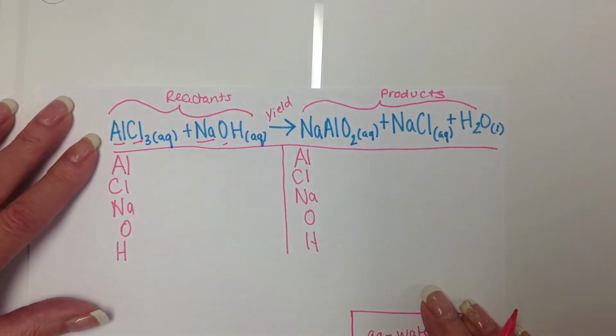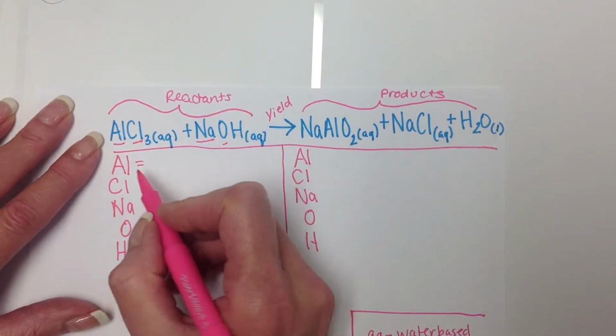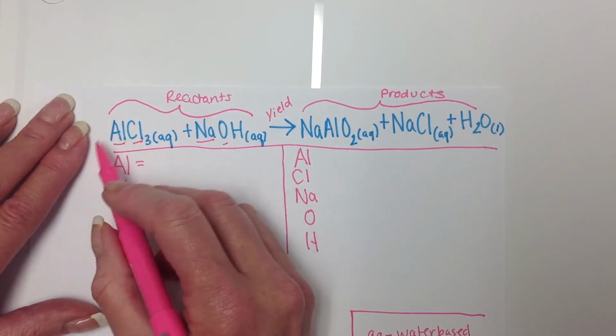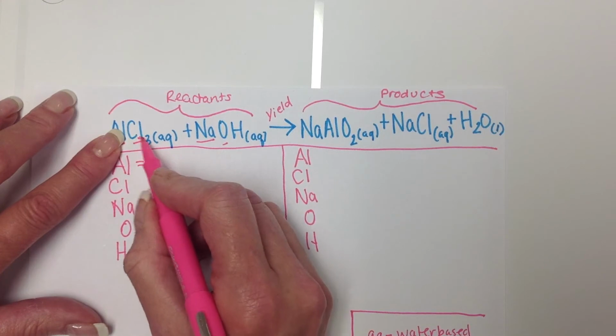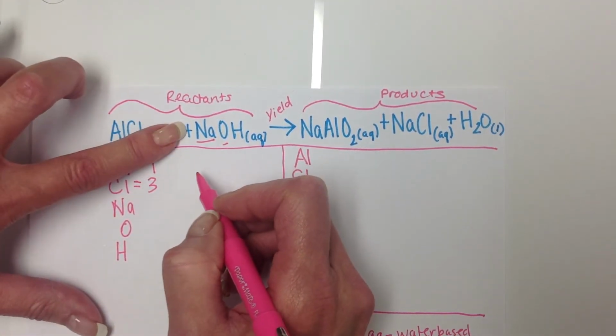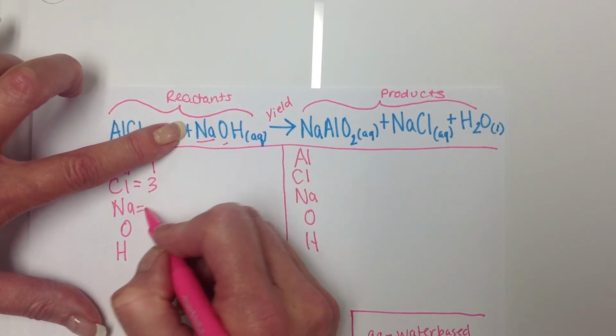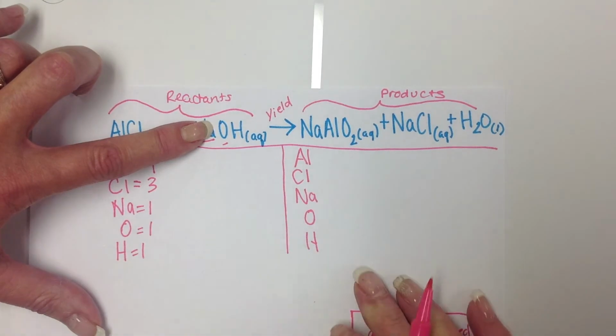Alright, so now we're just going to count the atoms of each element on either side. So we have Al, we only have one. There's no coefficient, no subscript, so that's 1. Cl, though, goes with the subscript 3, so we have 3 of those. Na, we only have 1. Oxygen, we only have 1. And hydrogen, we only have 1.